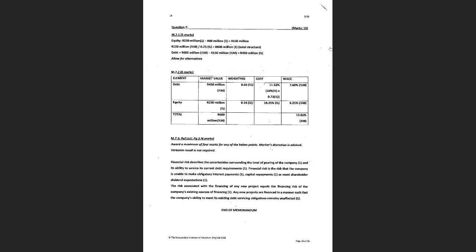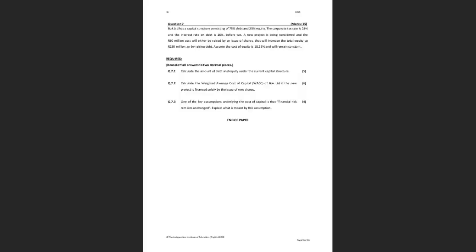And then our question 7 for 15 marks is capital structure. So we have got a company. Just show you this one. Is the last question in the paper. Oops, I don't want that. I want that. Okay, so here's question 7 for 15 marks.